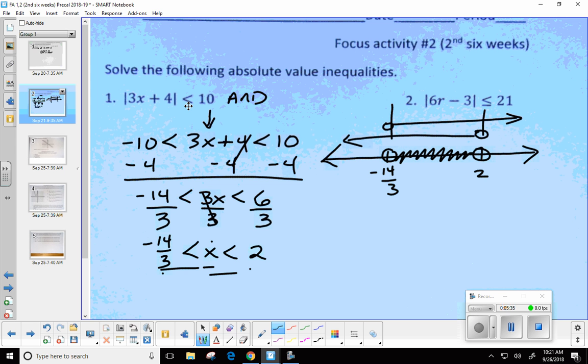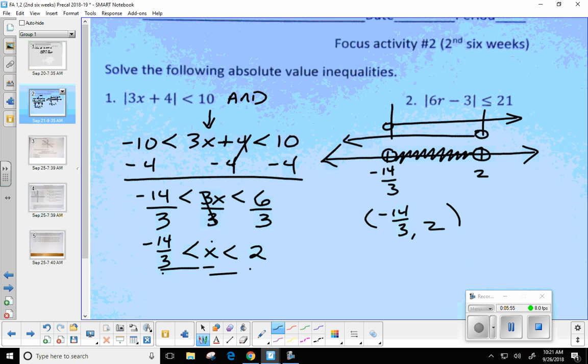Okay. How would that look in interval notation? -14/3, comma 2. And how would I cap it? Parentheses, because they're not included.